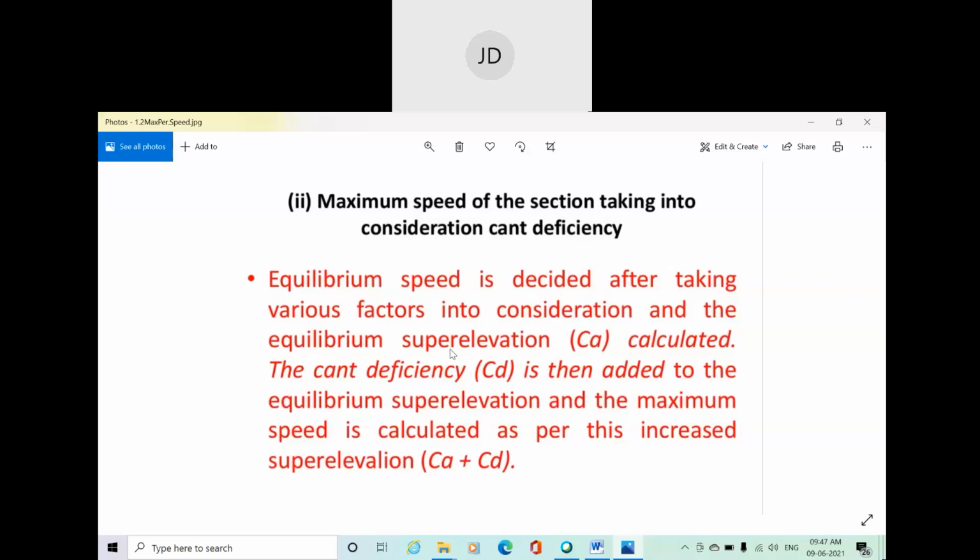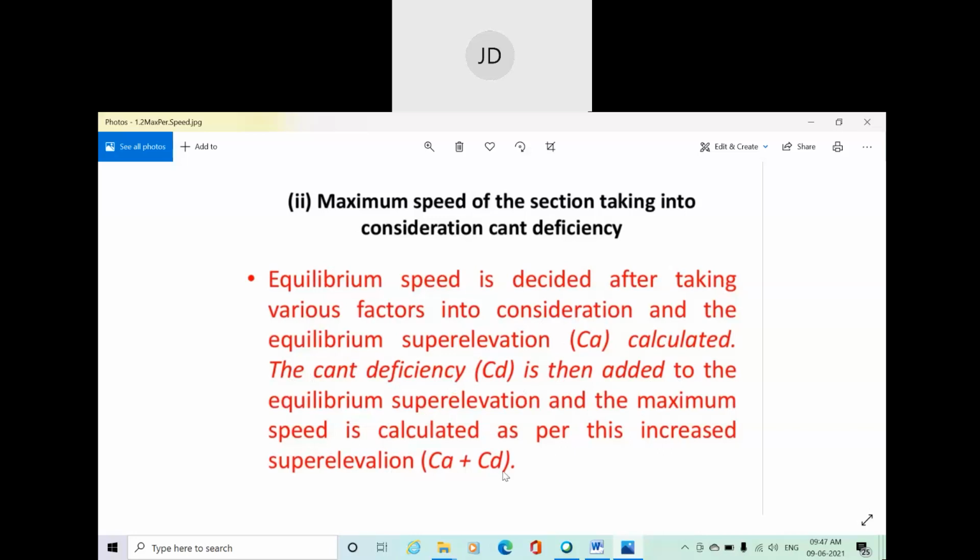That is the minimum super elevation that is required for the safe movement of the train, which is provided in the curve. After that, the cant deficiency is added. That means how much additional cant deficiency can be allowed. Not provided actually, it can be adjustable, you can say. The cant deficiency is then added to the equilibrium super elevation, and the maximum speed is calculated as per this increased super elevation, that is CA plus CD.